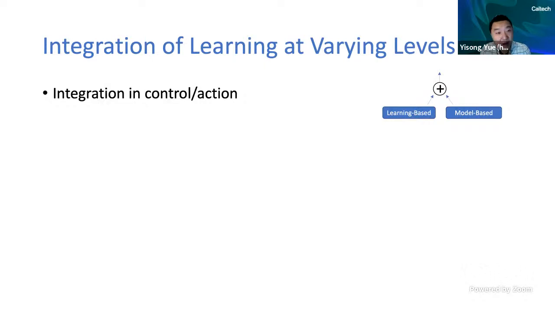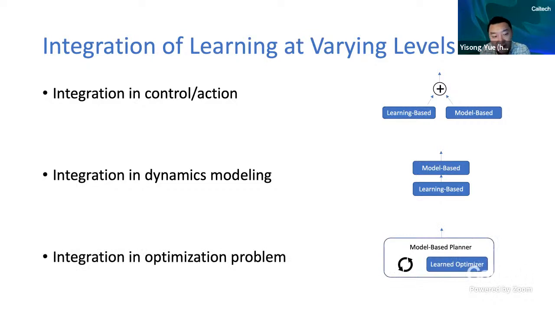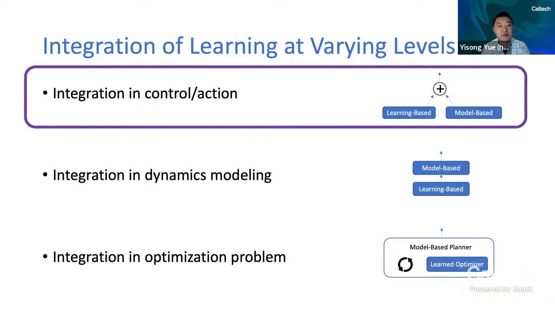Okay, so in this talk, I will describe ways of integrating learning and control at varying levels of the system design. First, I'll talk about how to integrate learning and control at the level of the control action or the control output. Then I'll talk about ways of integrating learning and control at the level of the dynamics modeling, so modeling the transition function of the environment. And finally, very briefly, I'll talk about integrating learning into the optimizer of a very well-specified model-based planner that can, if you can solve the optimization problem, guarantee safety. So let's start with the first one.